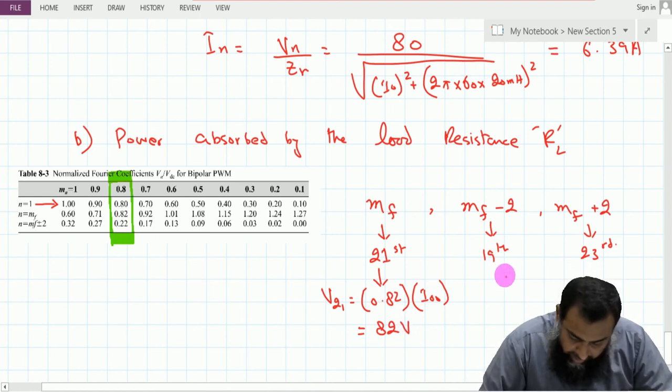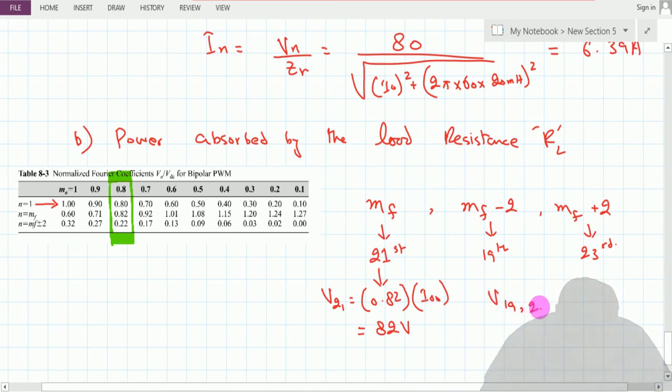Similarly, we have MF minus 2, which is V19, and V23. They both have the same amplitude because of this relation. We have V of MF plus minus 2. So that is equal to 0.22 into 100, and that is equal to 22.